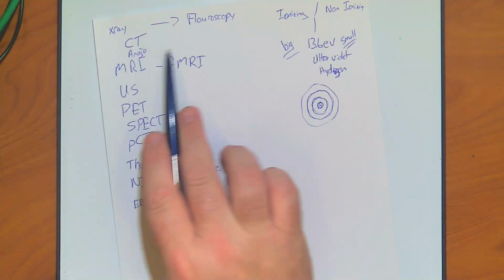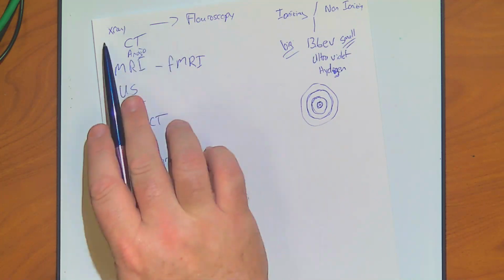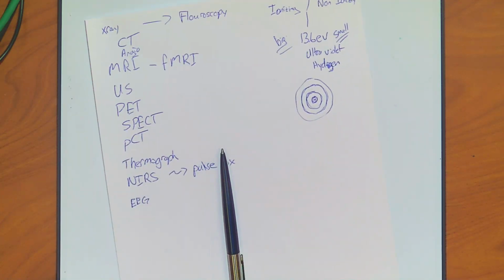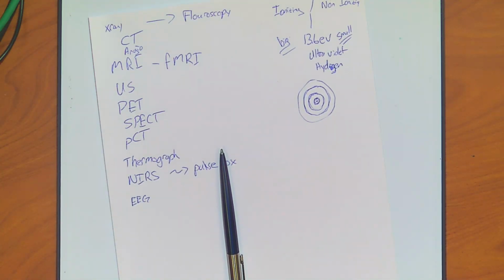So, we've been talking a little bit about these. How about some of the differences that are going on here? Like, what is a basic X-ray? How does an X-ray work?